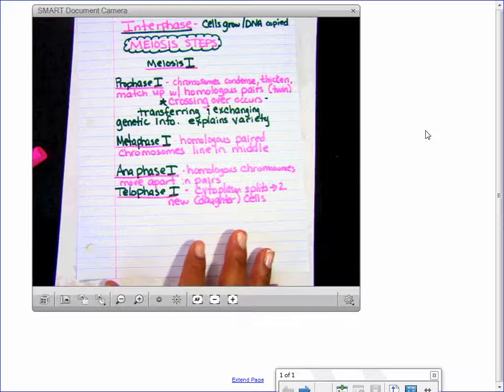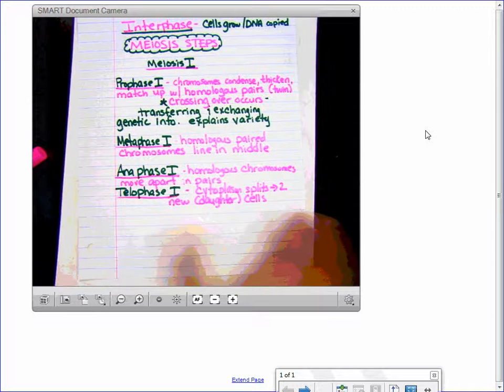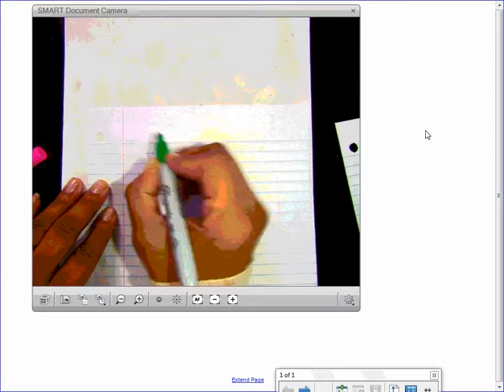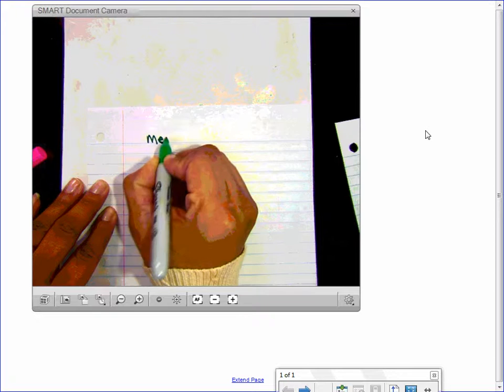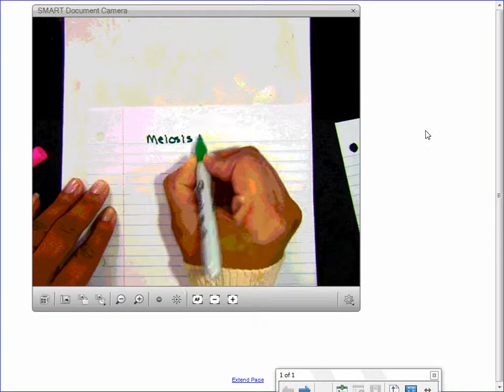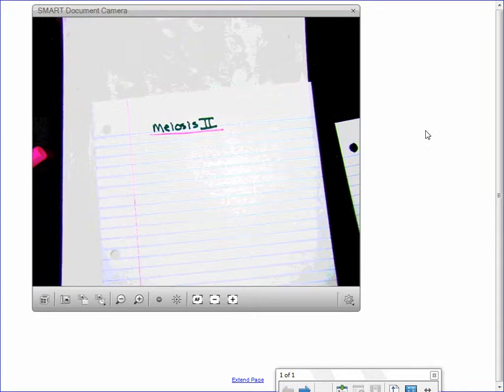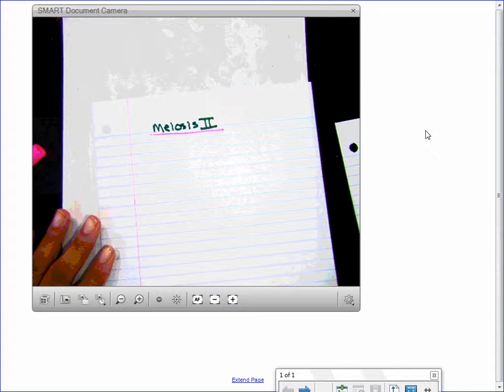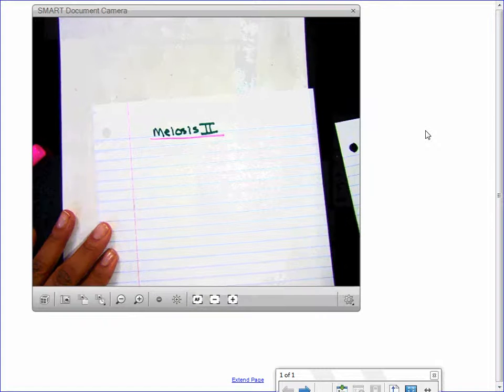Can I go on? Because now we're going to go to meiosis 2. And this is really quickly. You keep going. I'm just going to another paper because I'm writing in marker and I don't have any space. So here's meiosis 2. What's the first part? Prophase what? 2.